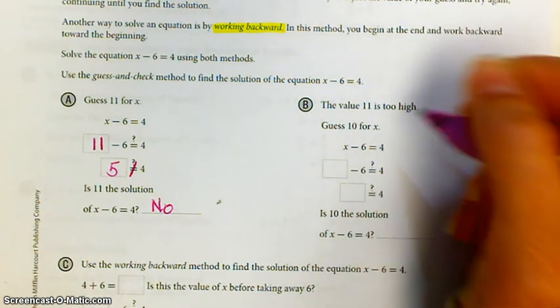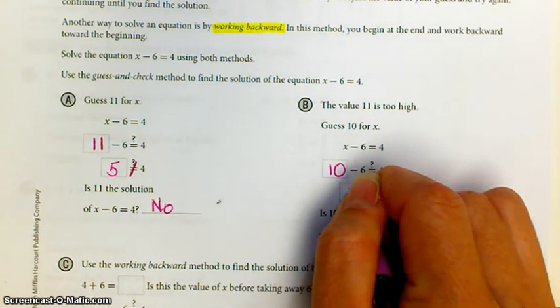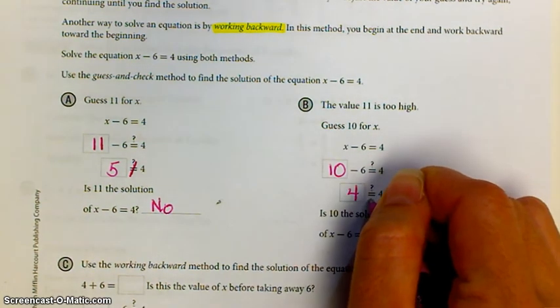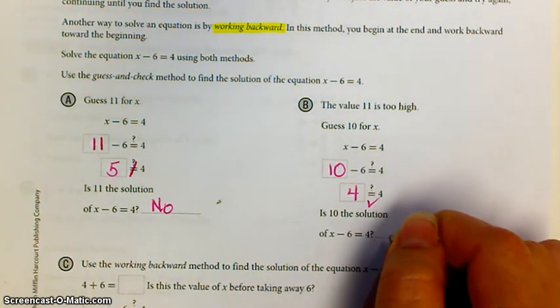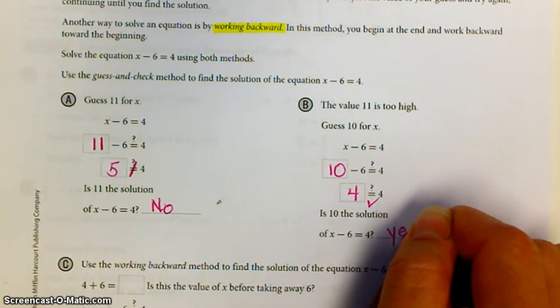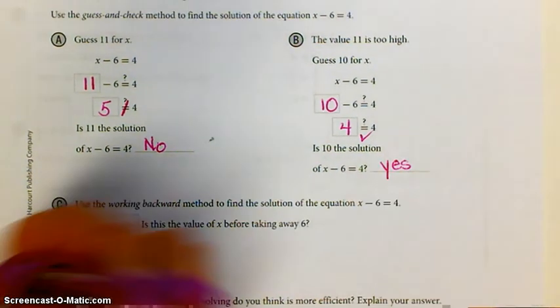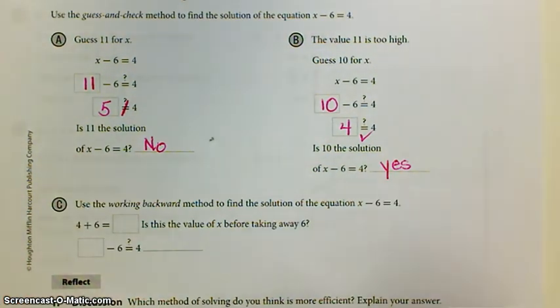And that's what I've done over here. So I'm guessing 10 this time. 10 minus 6 is 4. Is 4 equal to 4? Yes, it is. So is 10 a solution of x minus 6 equals 4? Yes, it is. Okay? That's guess and check.